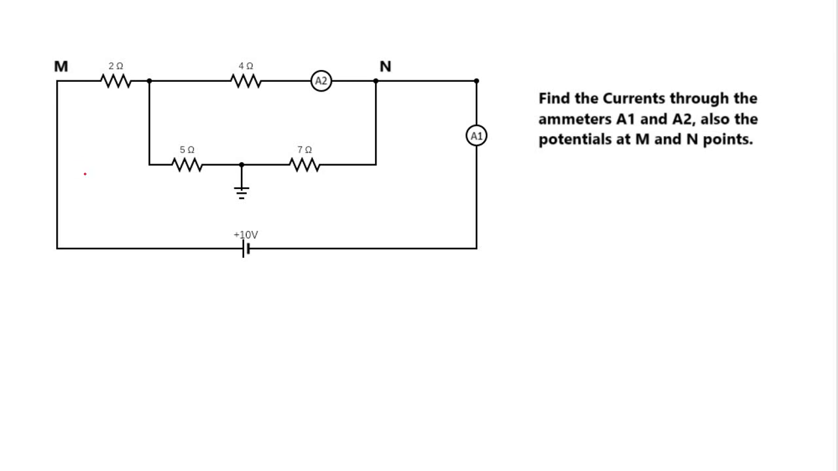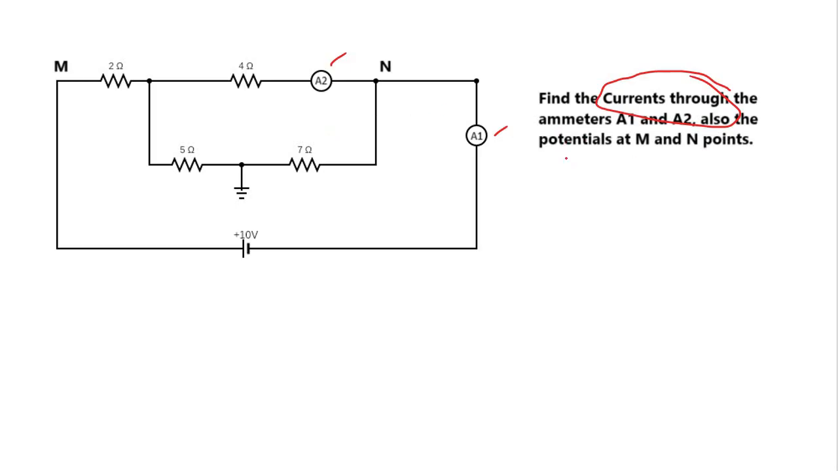Here we have a question based on this diagram where we have to find the currents through the two ammeters A1 and A2. So how much current are we observing in the two ammeters A1 and A2?